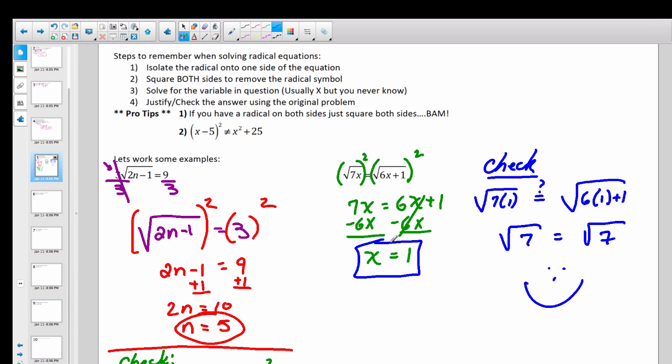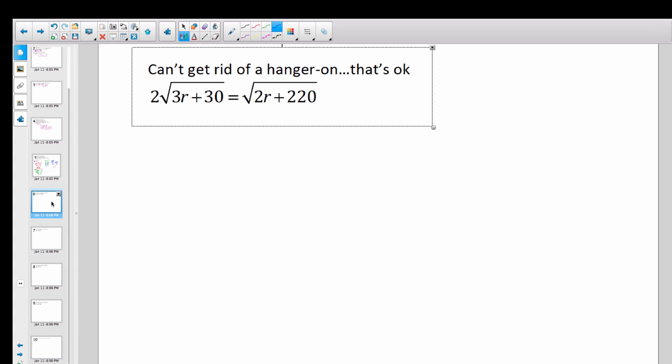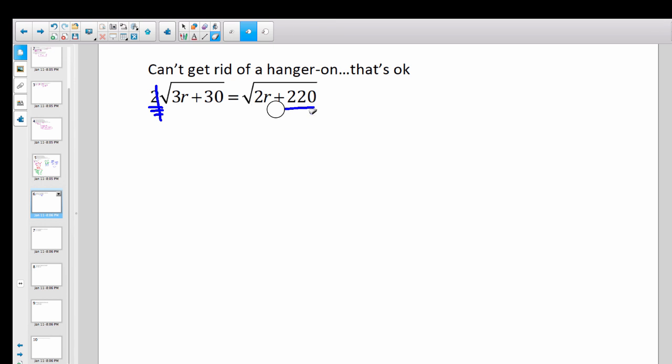I hope you found those too easy. That's generally the idea of what we're doing. Now we'll just get a little nutty. Okay. Look at this guy. If you can't get rid of the hanger-on, that's okay. So I've got this 2 I'd love to get rid of. But if I divide it from this side and this side, what's going to happen? That looks weird, right? Same problem. I've got this hanger-on here. So if you do, it's okay. Just follow the rules of multiplying radicals.